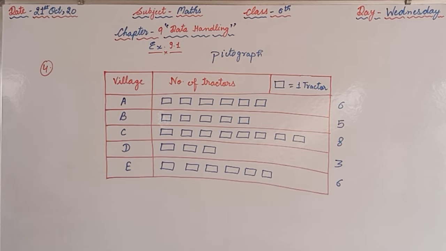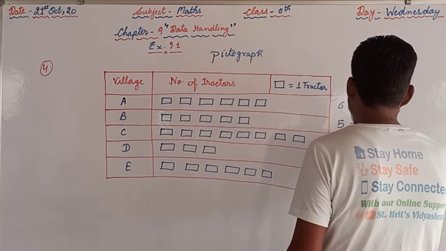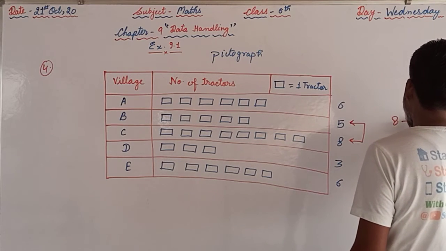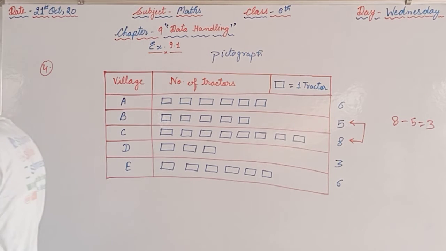Now the third, how many more tractors does village C have as compared to B? C and B we have to compare. So C is having more, 8 minus 5 is equal to 3. So village C is having 3 more tractors than village B.